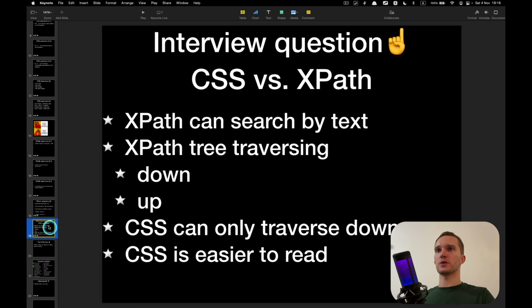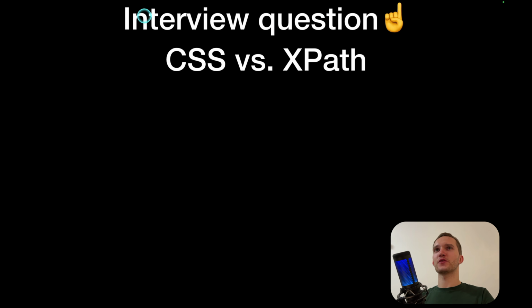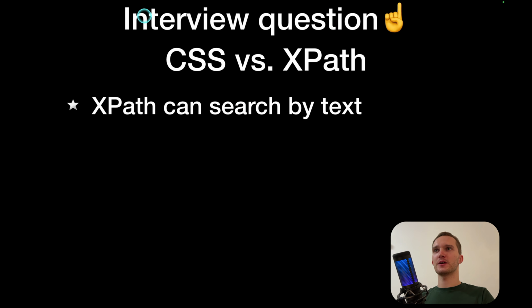So this is great. And this is one of the most important, mostly asked interview questions on QA automation interviews. Like, what's the difference between CSS and XPath selectors? Which ones are better? So here is my answer. The difference is firstly in functionality. With XPath, you can search by text. In CSS, you cannot do that.